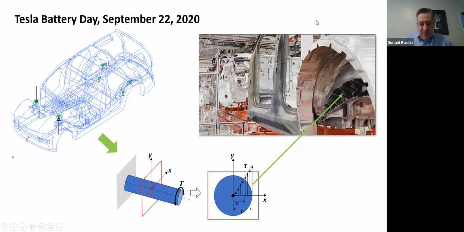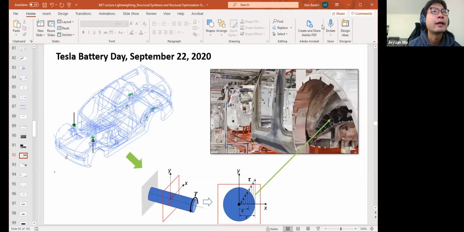Any questions? Don, if you have a few minutes to stay on, I actually want to ask a little bit more about another thing they mentioned in the battery day, because that's going to be my presentation for this class.